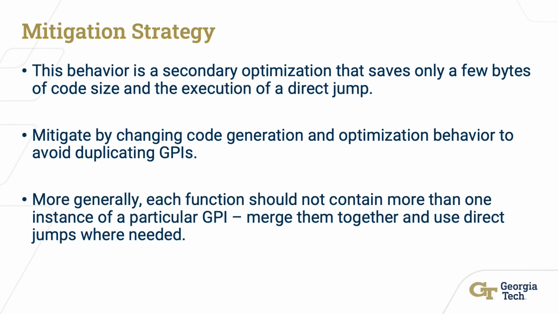In formulating a mitigation strategy for this problem, we observe that the GPI hoisting and duplication behavior is a secondary optimization, and thus we can mitigate by changing code generation and optimization behavior to avoid this secondary optimization while obtaining the benefits of the primary optimization, which is eliminating unnecessary instructions and function epilogues. However, we can generalize this a bit into a guiding principle in which each function generated by the compiler should not contain more than one instance of a particular GPI. If we merge them together and use direct jumps where appropriate, we can greatly reduce the total number of gadgets produced per function.